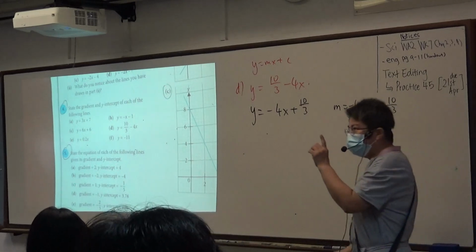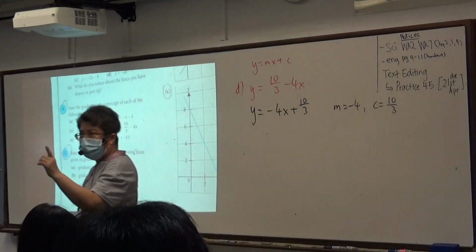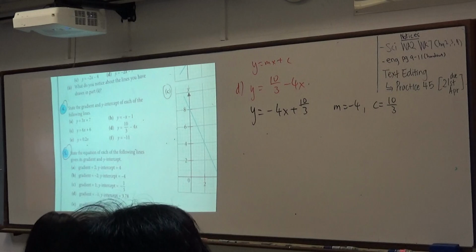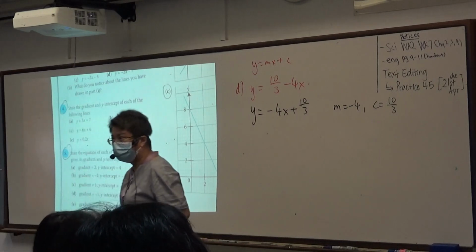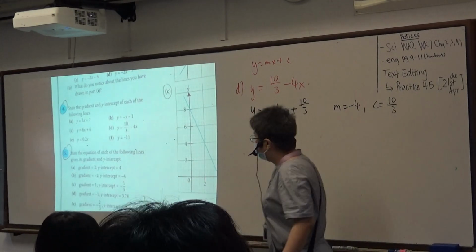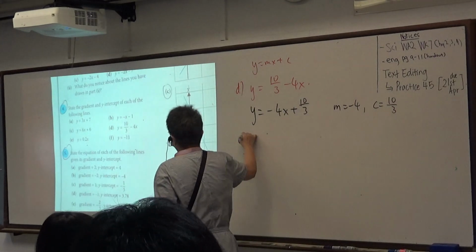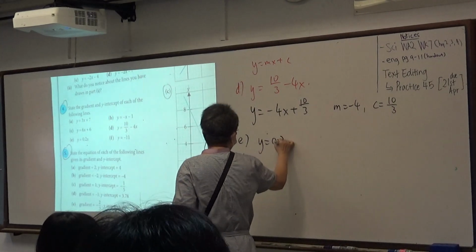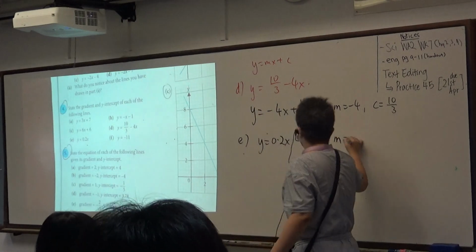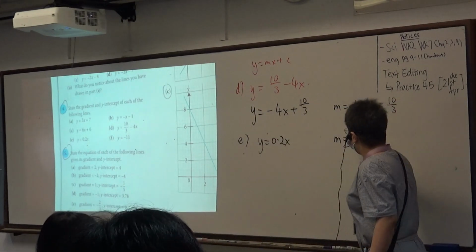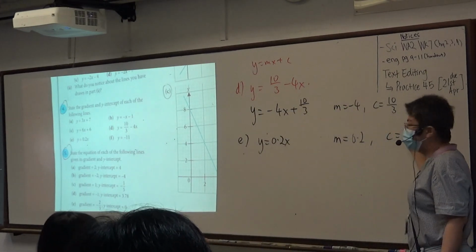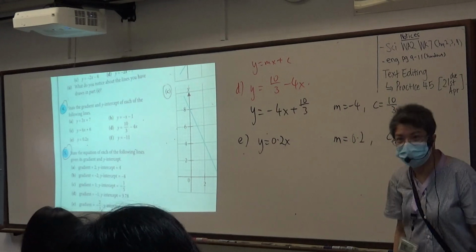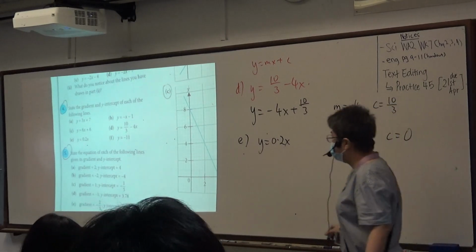Okay, now can you see I'm bringing you through because some people have a misconception, and this is important because we are going to do this until Sec 4. Do you understand? Okay, now let's have a look at part E now. y equals to 0.2x. What's the gradient? 0.2. Very good. What's the y-intercept? 0, because it's a plus 0. Can you see it? Okay?